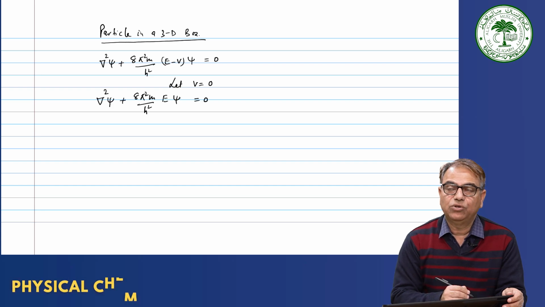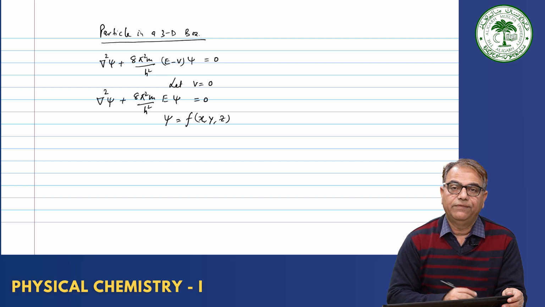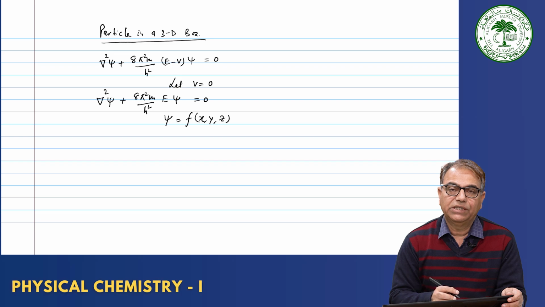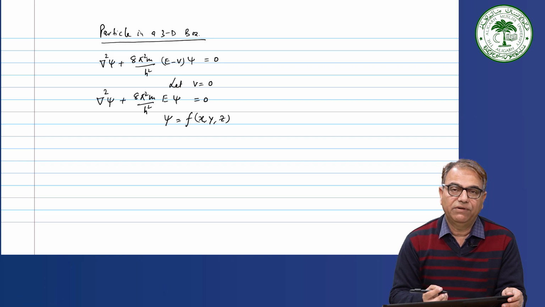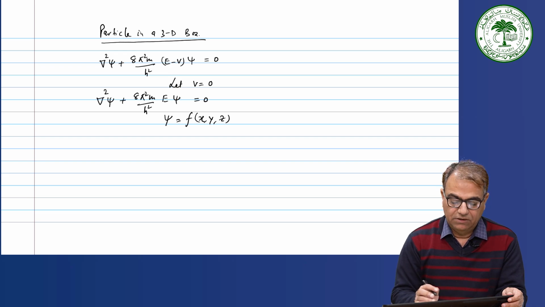Now here, since you have three dimensions x, y and z, your psi is a function of three coordinates x, y and z. Whenever you have a wave function which is dependent on more than one variable, you can split this wave function into component wave functions, each depending on only one variable, and you can write the total wave function as a product of these components. Okay, this is the general thing which you will be doing time and again in quantum mechanics.